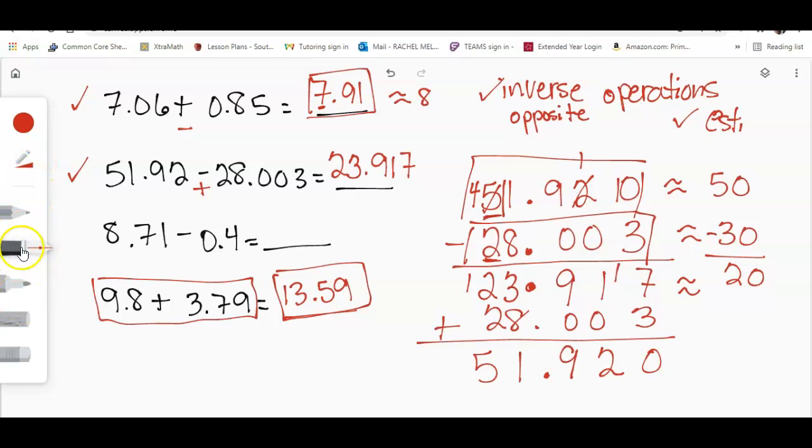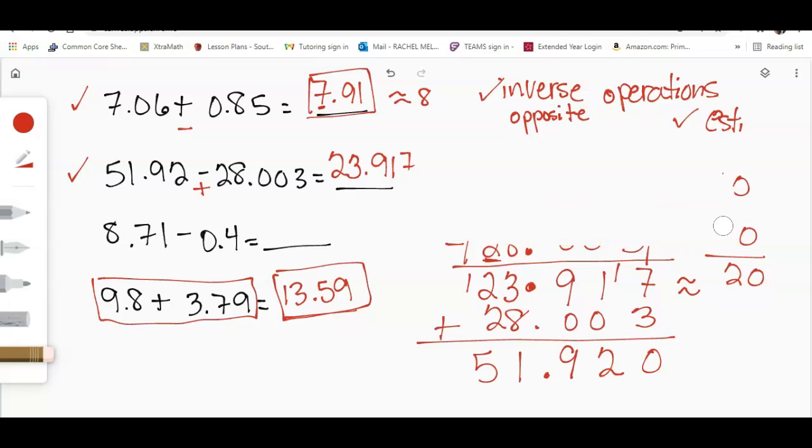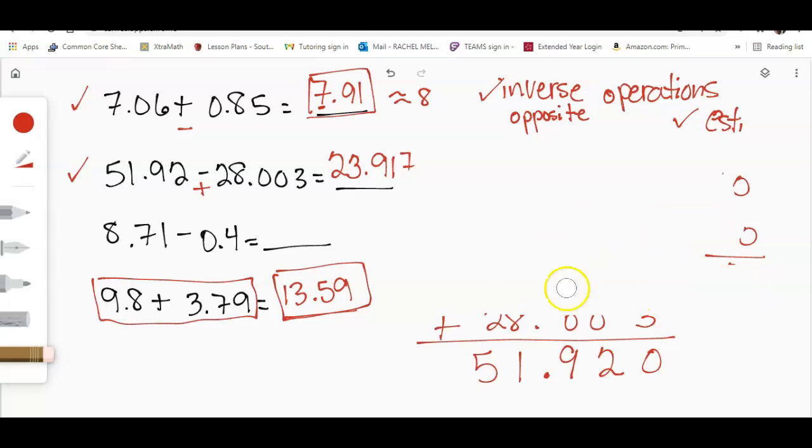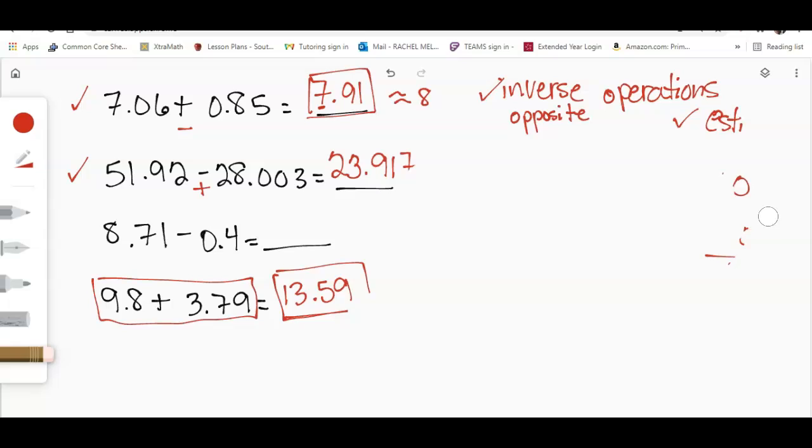All right, last one on this video. We're going to do another subtraction. Okay, 8 and 71 hundredths minus 4 tenths.